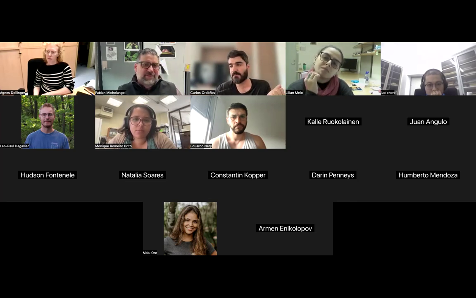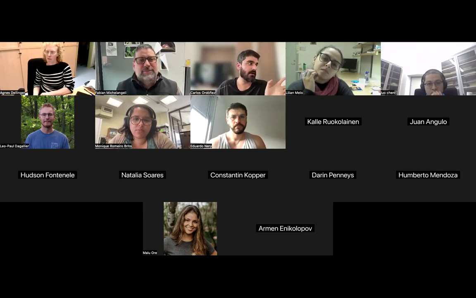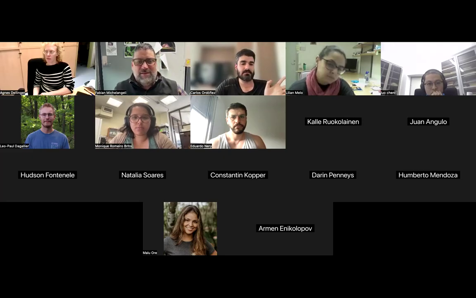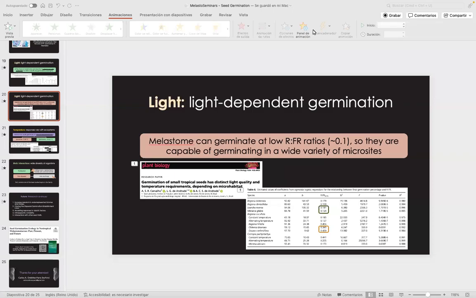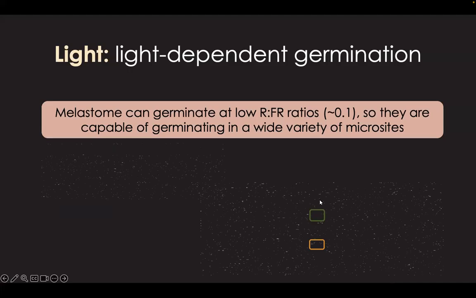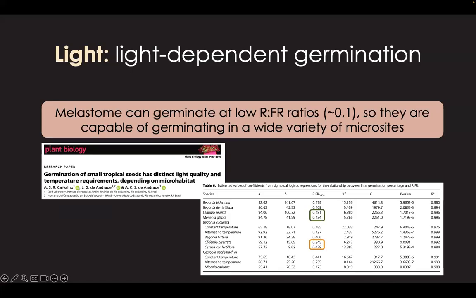Let me just go back to the slide that shows that result. You should be seeing my screen, and this table. In this particular study, we are not talking about light intensity. Of course, light intensity should be an important factor, but we don't have that many studies about that.